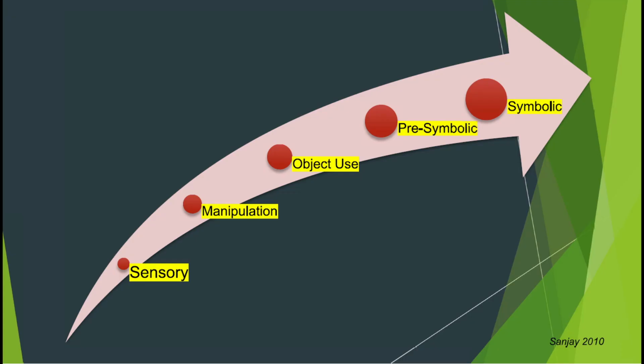shows us from a sensory perspective how we move through the FEDCs. So for those listening on audio, it's an arrow starting from the bottom left corner, getting wider and thicker as you go up to the top right corner, starting from sensory manipulation, object use, to pre-symbolic to symbolic. So do you want to walk us through that process, Sanjay?